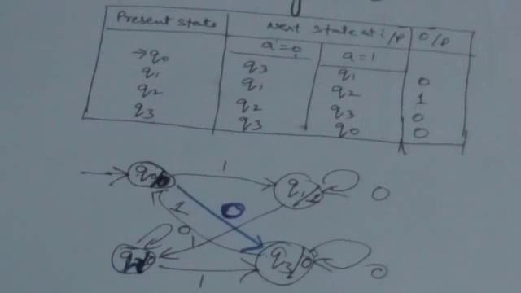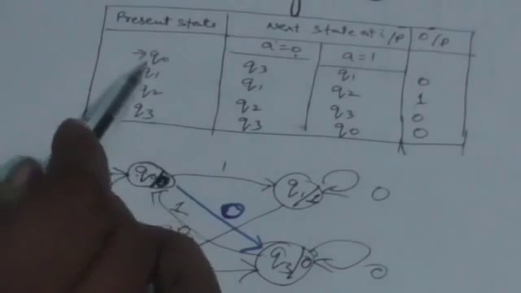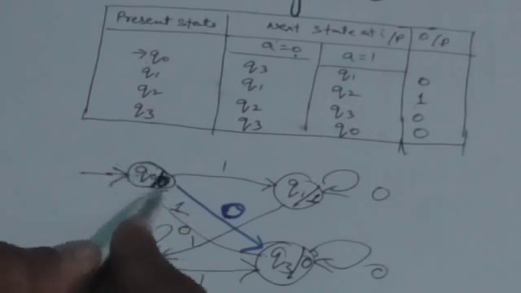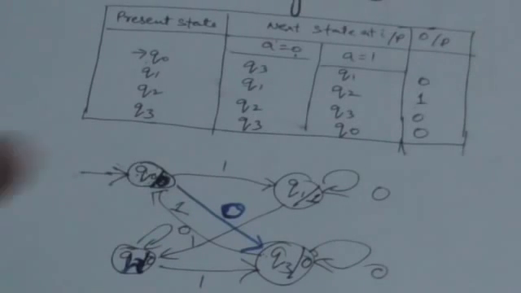Now one more thing, we must put an arrow before the initial state. Here Q0 is the initial state, so I have put an arrow before this state to show that Q0 is the initial state of this Moore machine.